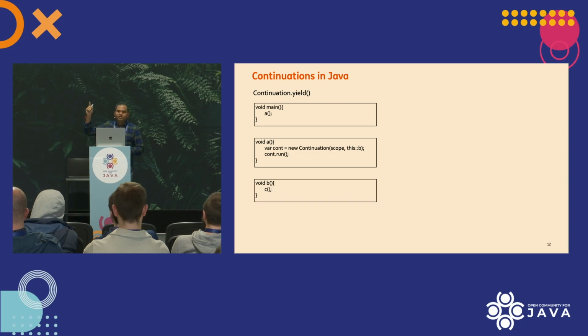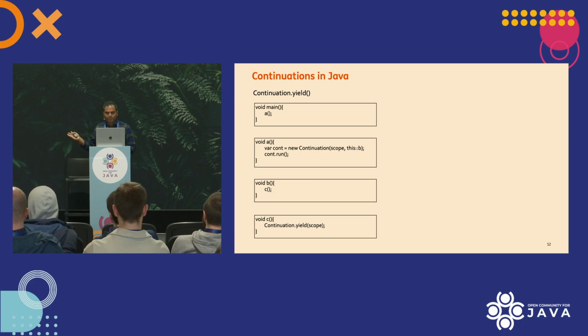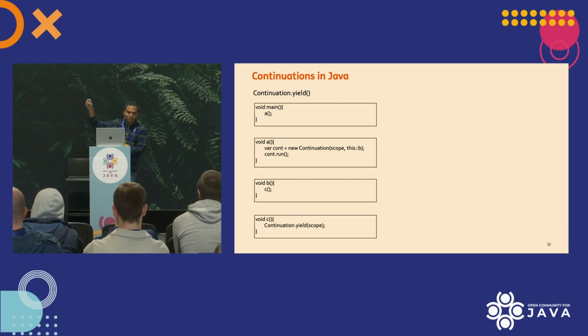Then in method B, you call method C, and in method C, you call continuation.yield. So now when you execute main, it will execute A, it will come to continuation.run, it will start the continuation, execute B, come to C, and then you encounter continuation.yield, right? So that is the point where the execution has to pause. And here the control should transfer to method A, because that's the one that did continuation.run. Okay, so now let's see how that happens.